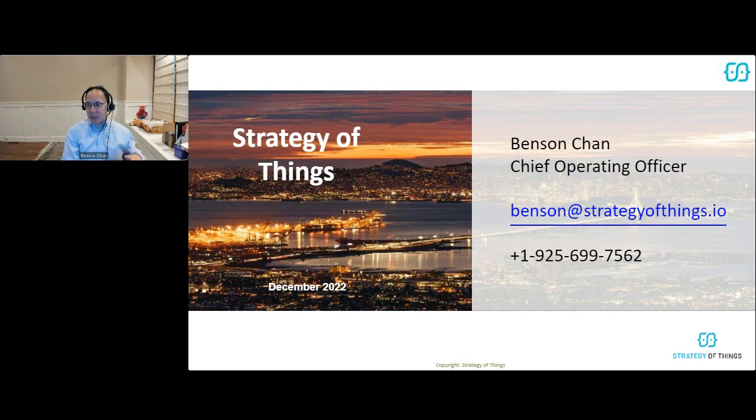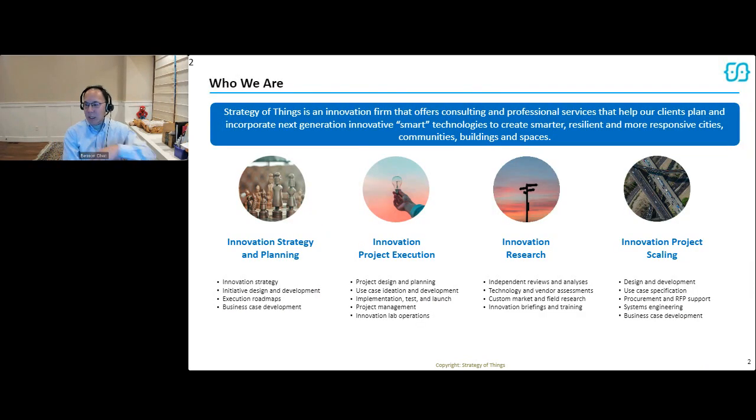My name is Benson Chan. I'm the COO and co-founder of Strategy of Things. Feel free to connect with me by LinkedIn or on my email. At Strategy of Things, we're an innovation company. We help cities, communities, and businesses become much more responsive, resilient, and smarter. We do this through science, strategy, and emerging technologies. We offer four levels of services, strategy and planning, innovation project and execution.